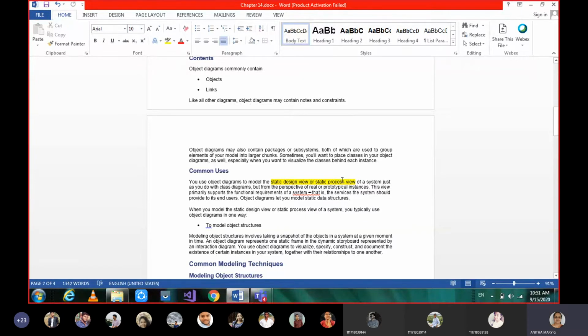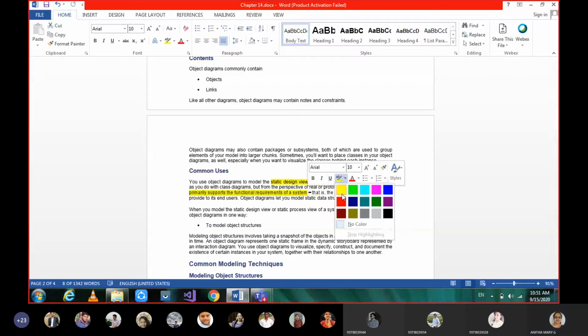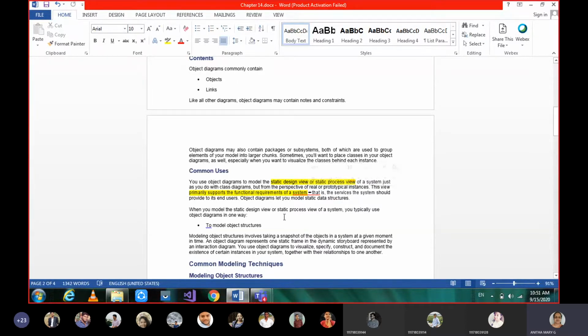So by doing this, what are these things primarily supporting? It is nothing but the functional requirements of the system. And these are the services the system should provide to its end users, what exactly it can do for the end users. So those things can be seen under common uses.